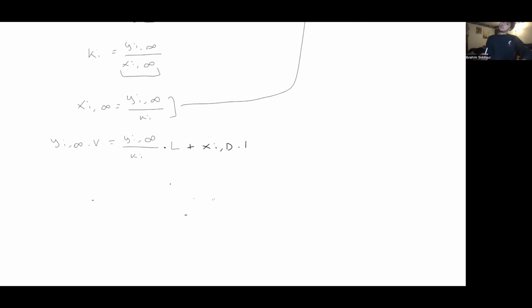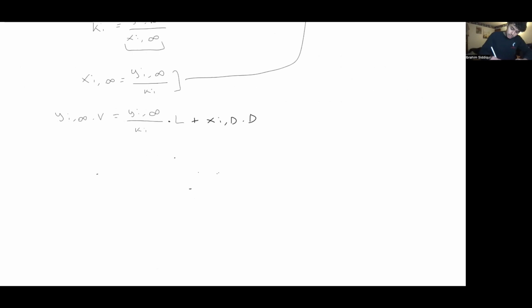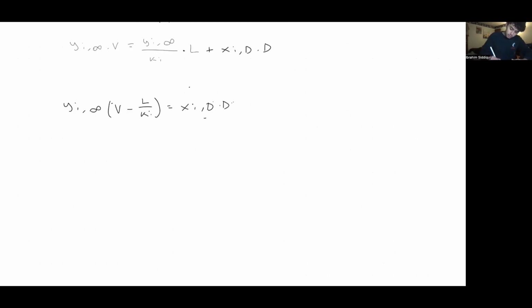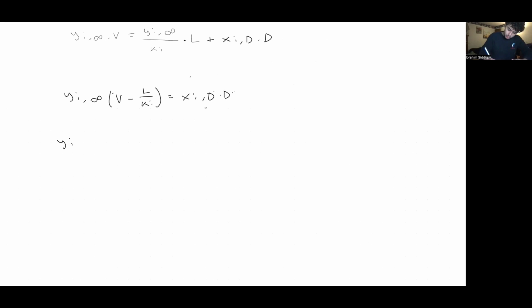Okay. So what we want to do now is factor out some terms here. So doing that, what we'll see is our vapor composition at infinity multiplied by our vapor flow minus our liquid flow over our partition coefficient. This is going to be equal to the composition of the recovery of our distillate, essentially. Okay, cool. So that looks good. From here, let's go ahead and divide this out. So we get the recovery of our distillate over what we factored out here.